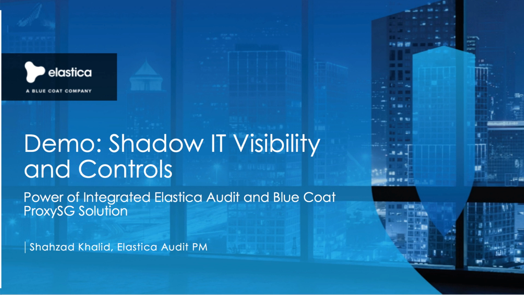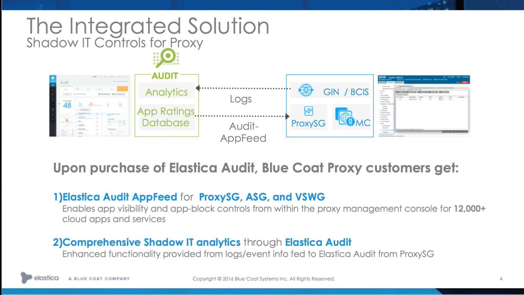Today, I'm excited to show you the recently announced integration between Audit and Blue Coat's ProxySG and how the power of this combined solution comes alive with such tight integration between the products. It will be the industry's first CASB solution that offers native Shadow IT discovery and controls for over 12,000 apps. ProxySG customers can now have enhanced visibility of thousands of cloud apps, can create and enforce granular policies for unsanctioned apps, and perform comprehensive Shadow IT analysis.